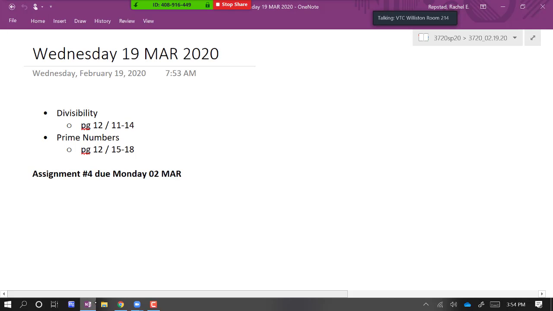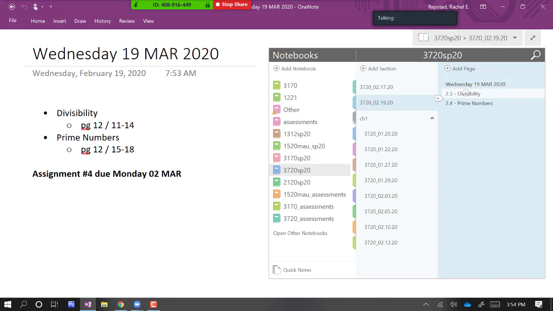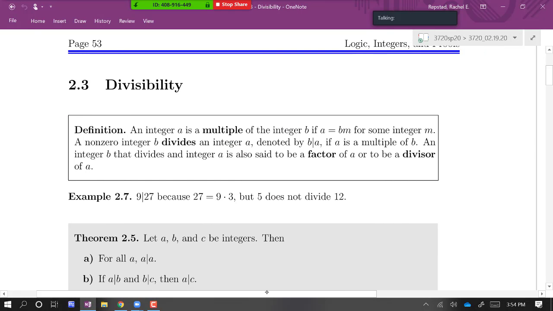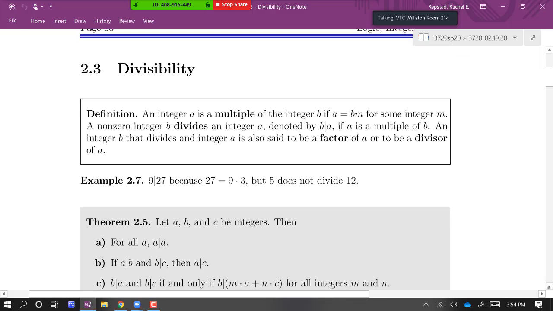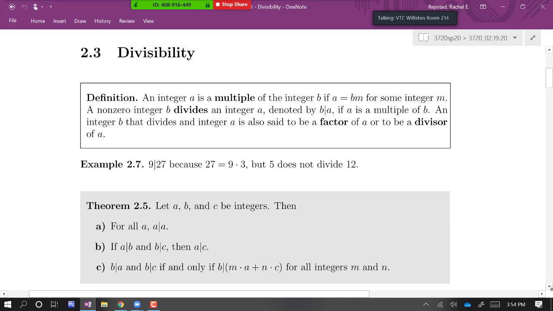All right, so we're going to talk about divisibility and then prime numbers. Here are a lot of terms that we are already familiar with. A is a multiple of B if A is B times M for some integer M. And then this word, which is less common but used a lot in number theory: if A is a multiple of B, that means that B divides A. Saying B divides A is the same thing as saying B is a factor of A or a divisor of A.